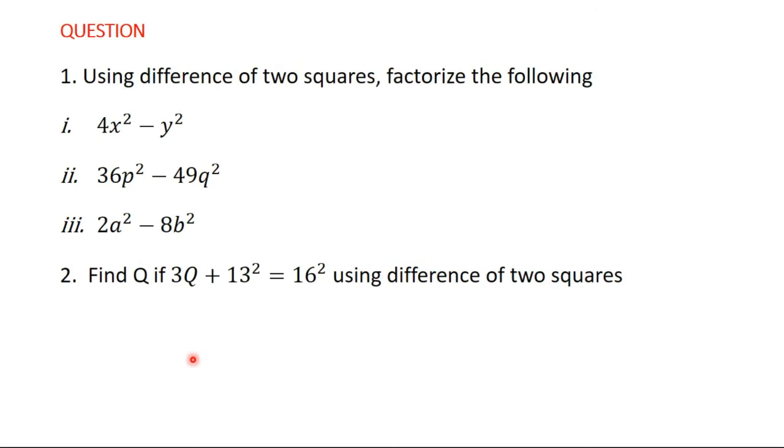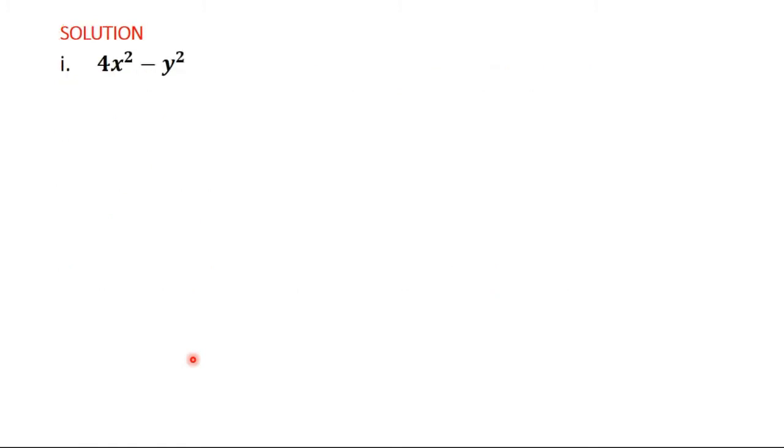Using difference of two squares, factorize the following. So we have been given these two questions. The second question says find k if (3k plus 13) squared is equal to 16 squared using difference of two squares. So let's begin with the first one. We have 4x squared minus y squared.